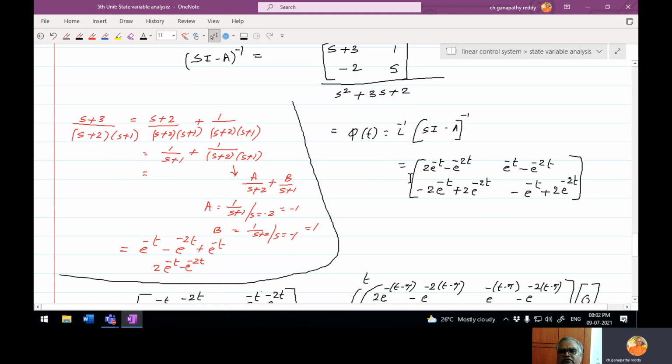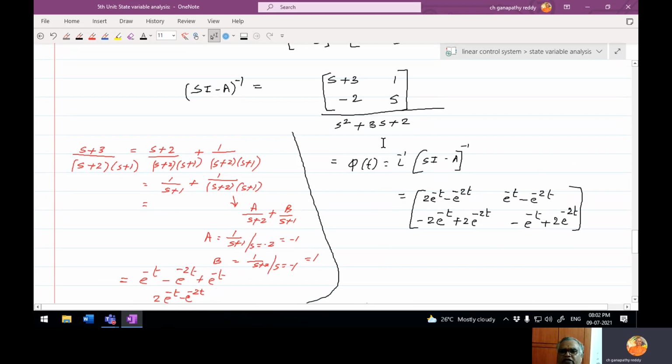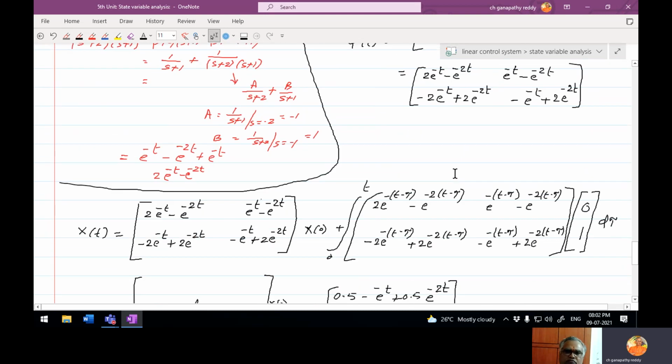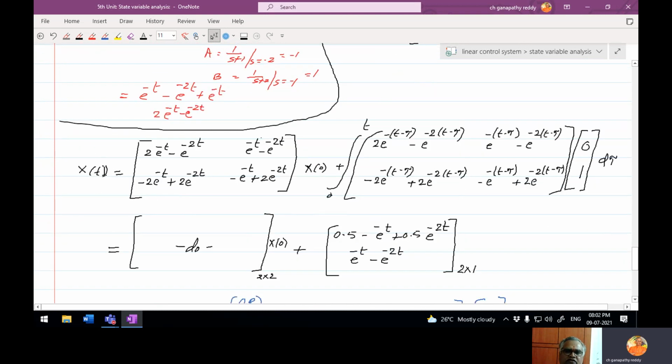So using that, you do it here: 2e^(-t) minus e^(-2t). This is the first term. Then 1 by determinant inverse will be this. So it is like a 2 by 2 matrix. Phi of t is a 2 by 2 matrix. Now what is the final answer?